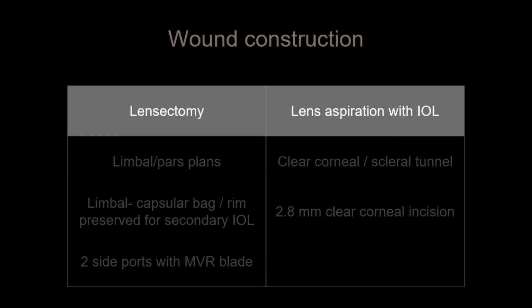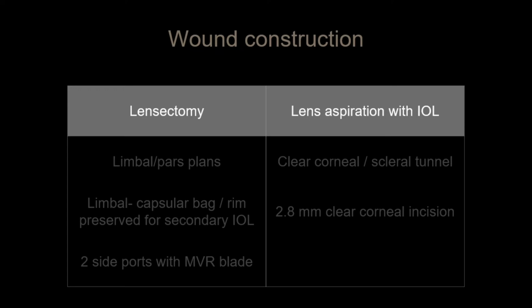So for wound construction, it can vary. If you're doing a lensectomy or a lens aspiration with intraocular lens implantation, we can do a lensectomy from a limbal or pars plana incision. If we take the limbal incision, then the capsular bag is retained and it can be used for a secondary intraocular lens implantation. The side ports are made using an MVR blade.